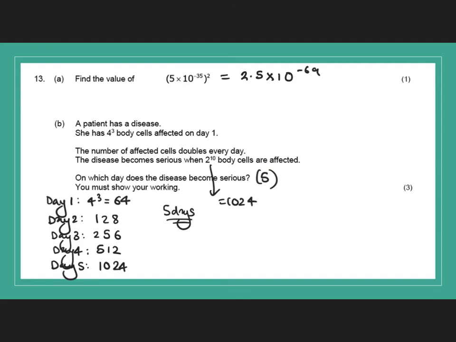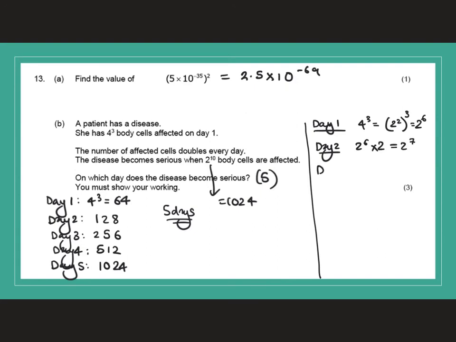On which day does the disease become serious? Day 5. Now, some people like to do this with a slightly more sophisticated approach, looking at powers. Day 1, there are 4 cubed affected cells, which is 2 squared to the power of 3, which is 2 to the power of 6. So day 2, we'd have 2 to the 6 multiplied by 2 for the doubling, which is 2 to the 7. Day 3 would be 2 to the 8. Day 4, 2 to the 9. And then day 5, you can see you get 2 to the power of 10. So a different way of approaching the question to give us the same answer.